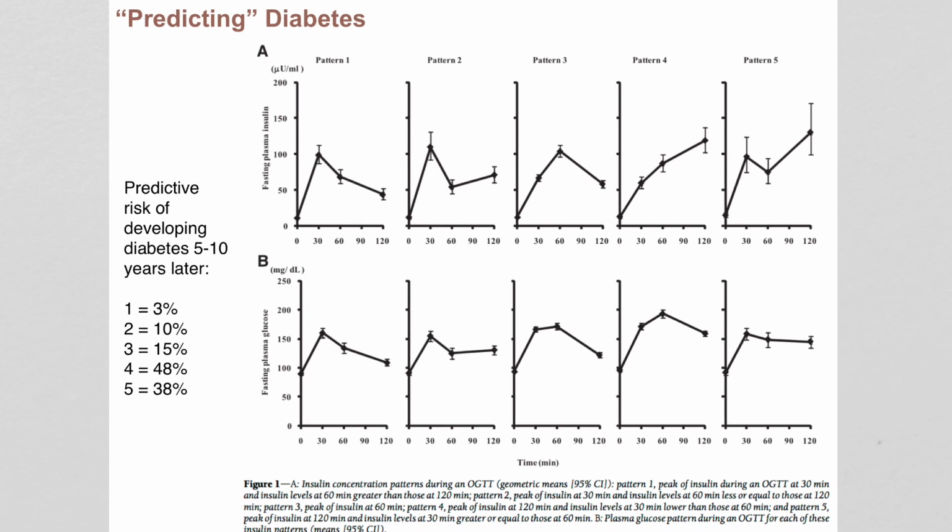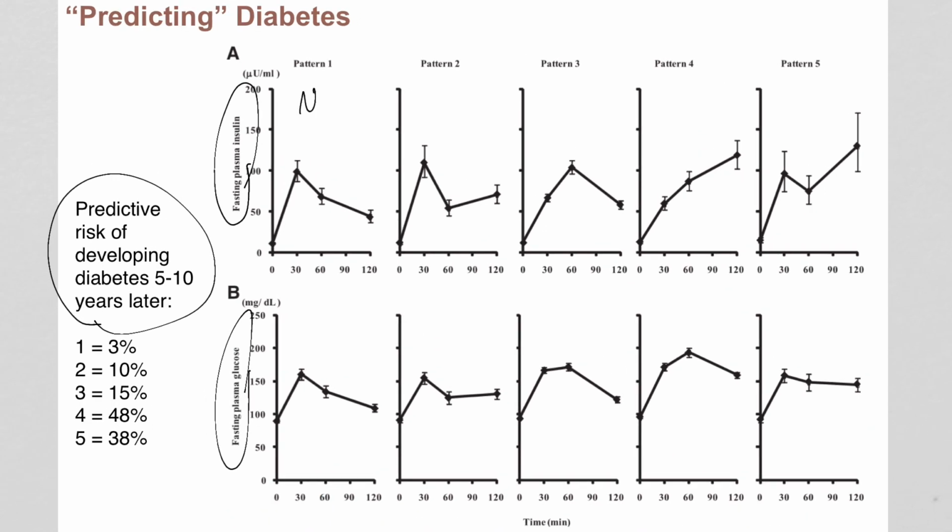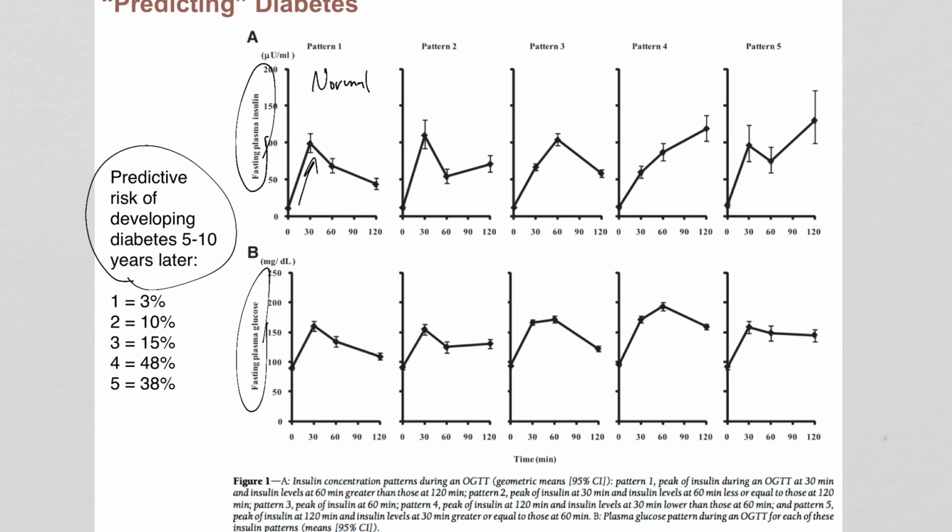The last part of this, if we want to predict diabetes, there's a very interesting set of data here where they looked at fasting insulin levels and then a glucose tolerance test. They measured insulin and glucose in a bunch of different people, and they were trying to predict whether these people would get diabetes later on in life. For people with pattern 1, this is the normal pattern, right? If you give a glucose tolerance test, you expect insulin to go up, you expect glucose to go up, and then over the next couple hours, you expect them both to go down, right?